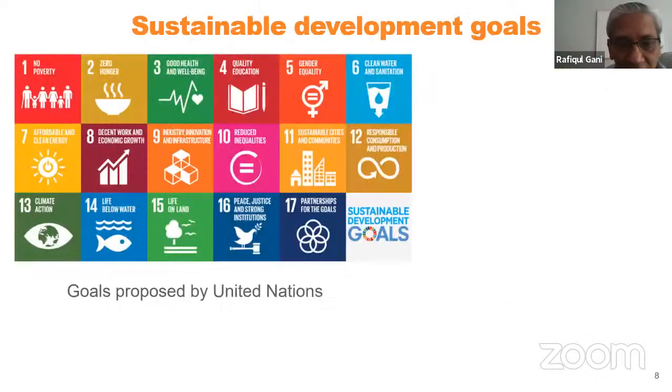We can also look at, I think about 10 years ago, the United Nations also proposed 17 sustainable development goals. And if we look at goal number 7, goal number 12, goal number 13, these are very much related to what we can do as chemical engineers and process systems engineers.